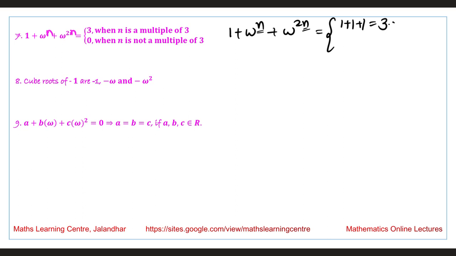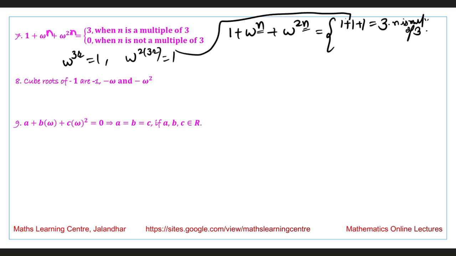because we are saying when n is a multiple of 3, then omega raised to the power 3 times some r will be 1. Similarly omega raised to the power 2 into 3 times r will be equal to 1. So all these values are equal to 1, and the sum of these values will be equal to 3. And the second case is if n is not a multiple of 3.